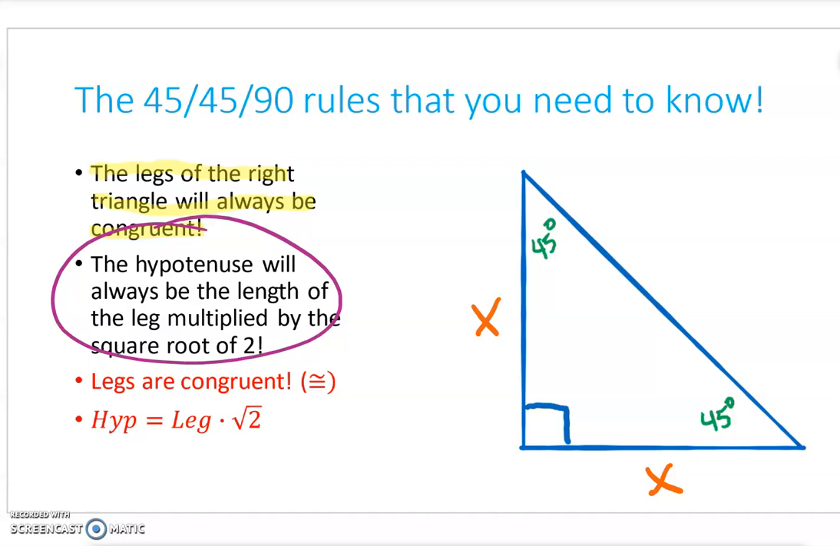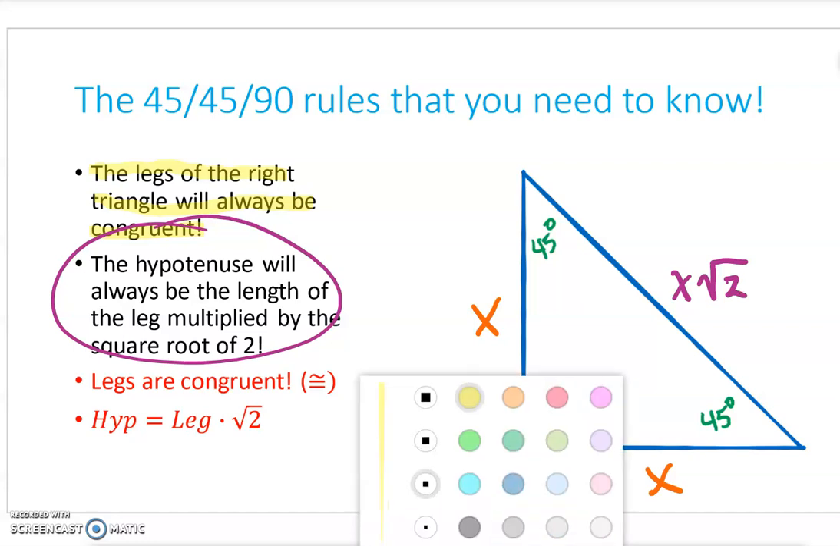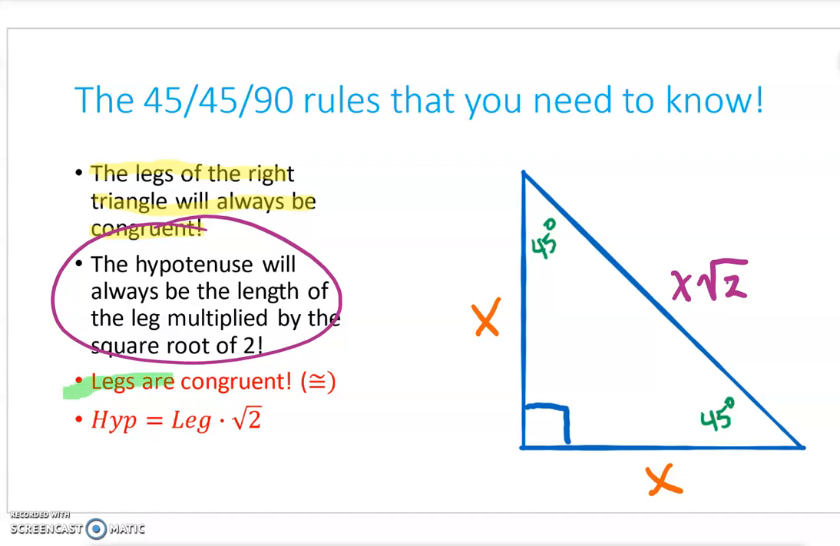So if the leg is x, then the hypotenuse is x times the square root of 2, or we say x rad 2. And yes, you could multiply by the square root of 2 to get a decimal, but oftentimes in special right triangles, we just keep it in radical form. It's quicker, it's easier, and it's accepted. So this is what you really need to write down and what you really need to know. For a 45, 45, 90, the legs are congruent, and the hypotenuse is always equal to the leg times the square root of 2.